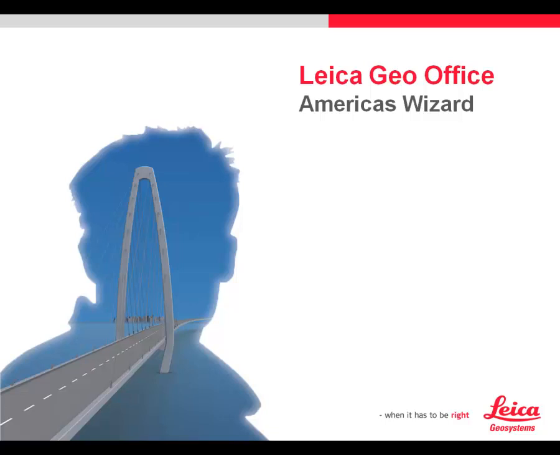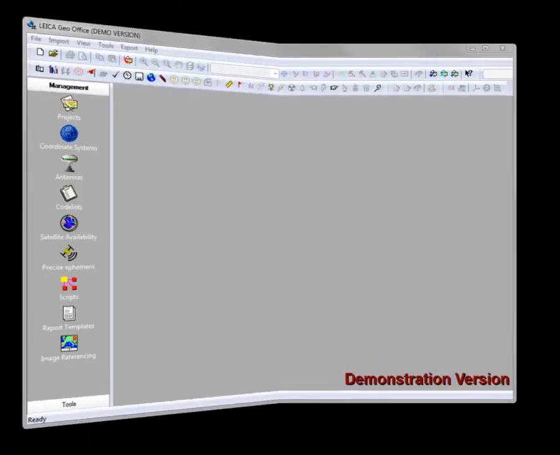Leica GeoOffice's America's Wizard will describe a tool that will help us to create our coordinate systems in North America, automatically attach the associated geoid models, and additionally will help us to install the National Geodetic Survey antenna definitions that we frequently need for some of our survey activities.